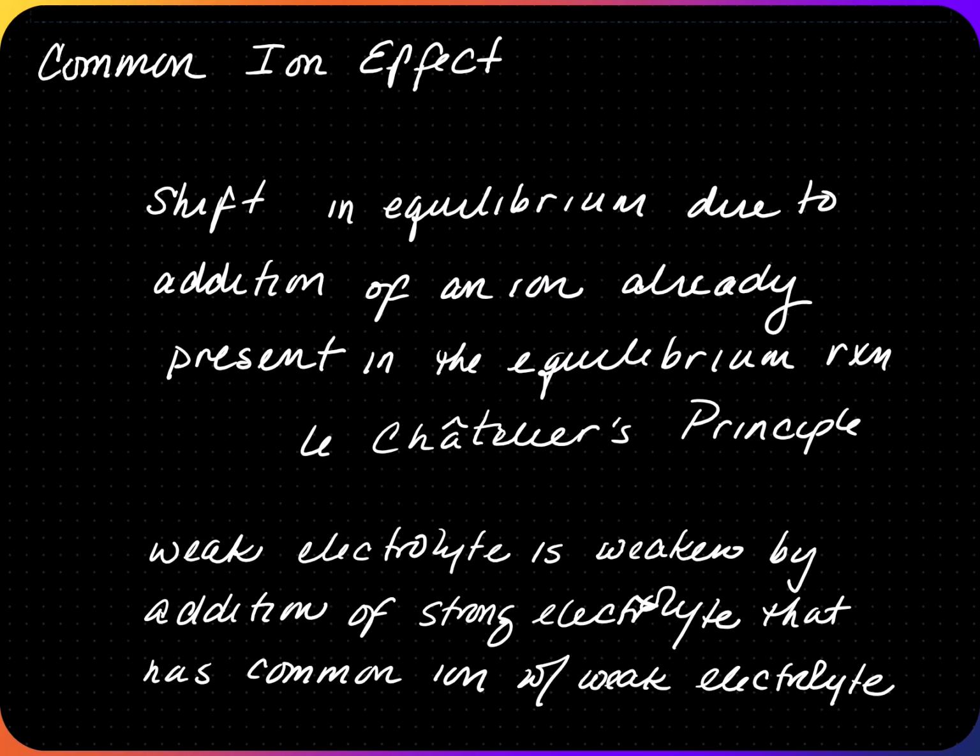Common ion effect is a shift in equilibrium due to addition of an ion already present in the equilibrium reaction. In other words, we're just applying Le Chatelier's principle, but we're doing math with it. A weak electrolyte is weakened by addition of a strong electrolyte that has a common ion with the weak electrolyte.